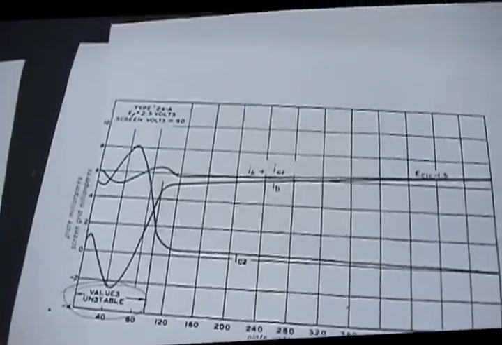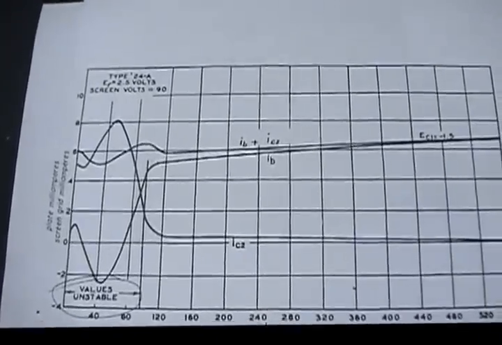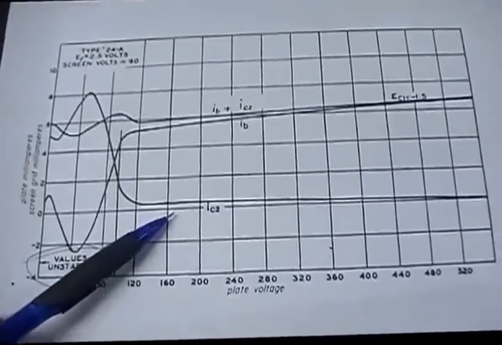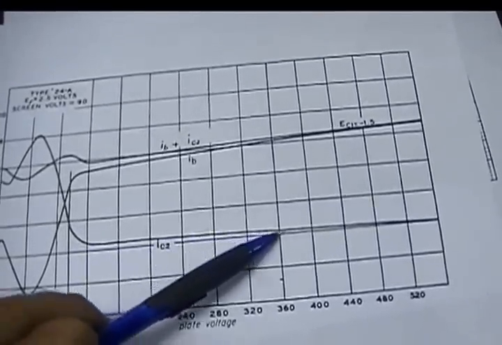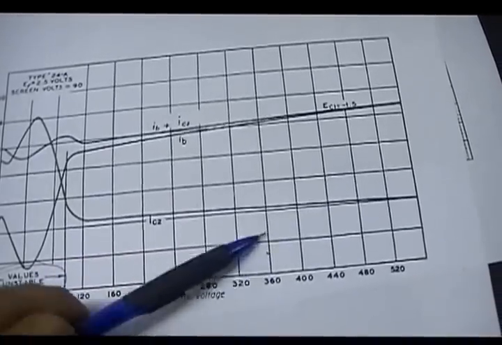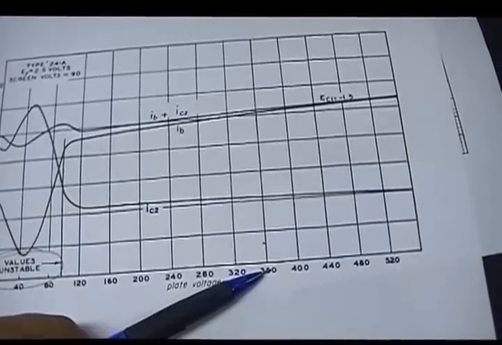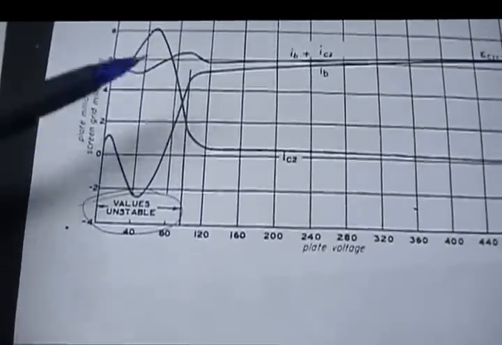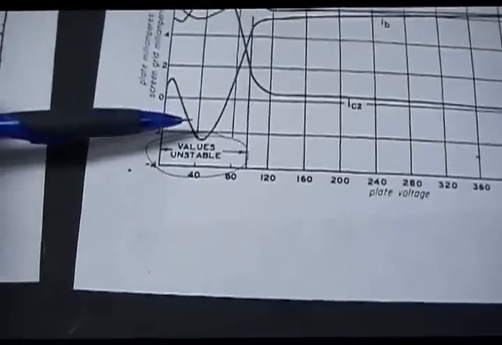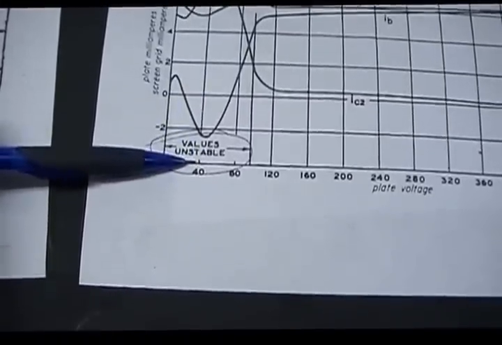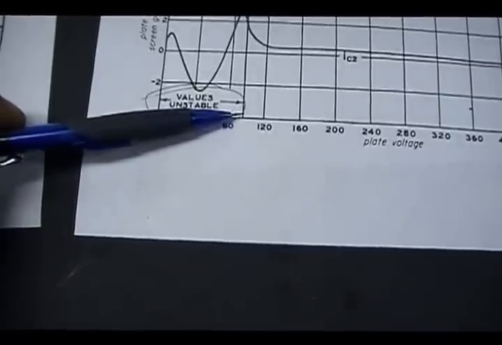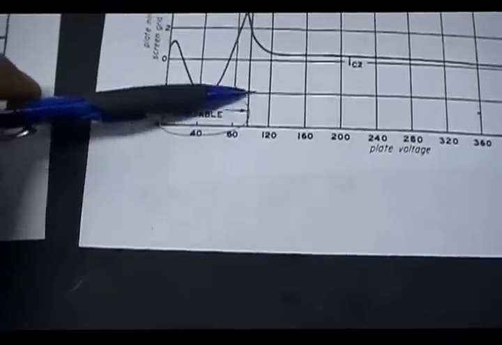Well, here's plate characteristics for a tetrode. It's actually a 24A, and it's actually an early 24A. The biggest thing, two things, is when you start multi-gridding a tube, your plate current starts leveling out. It doesn't have as much effect on it from the plate voltage anymore. That increases amplification as well. But on the tetrode here, the big thing is this area right here. This little area says values unstable. The voltage here is approximately around 90 to 100 volts. Anything less than that, these curves start going nuts.